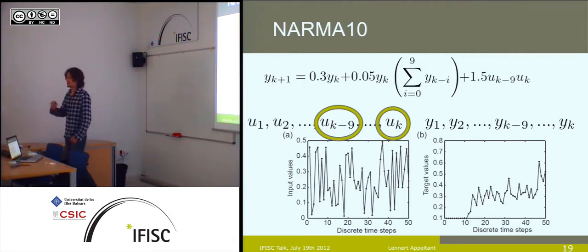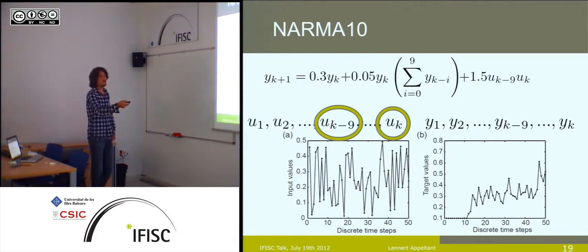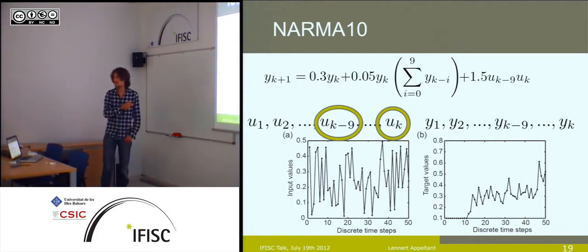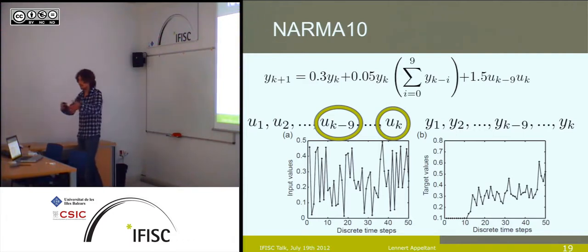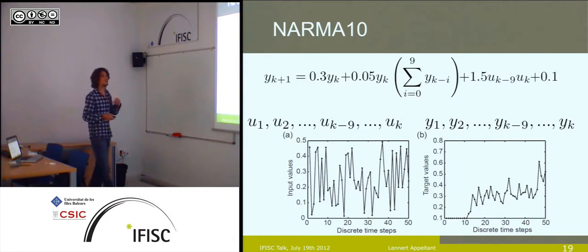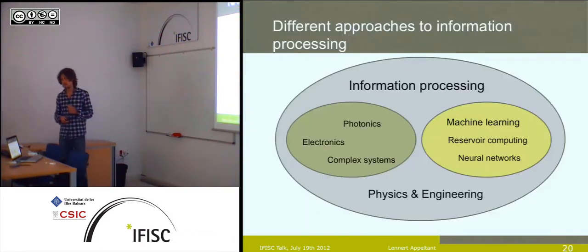So this already hints that if you want to have a good performance on this task, you will need a memory of at least 9 or 10 steps to the past. Because if you just remember the input that I'm giving to the system right now, this is not sufficient. You need to remember which input I gave before. And in the end, we have a certain bias.